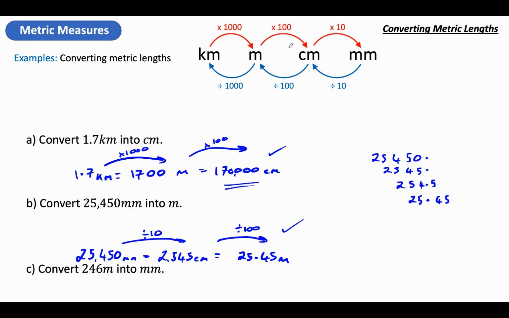Metres into millimetres then. So this is 2 jumps we're going to use here. Firstly, we're going to turn it into centimetres, so that's times it by 100, so that's 2 places bigger. 24,600. And then I'll go to millimetres, which is 1 place bigger, times it by 10. So 246,000 millimetres. All right? Get the idea?